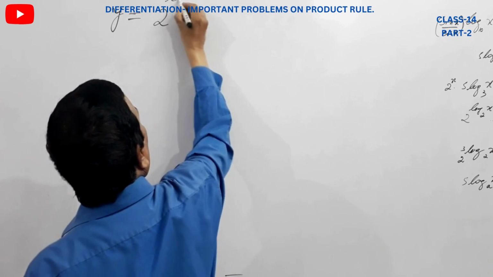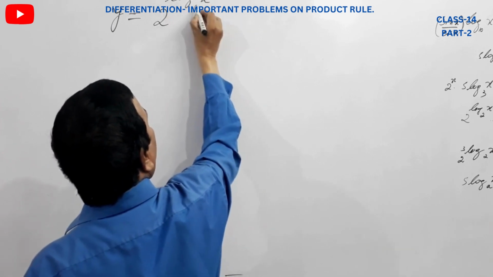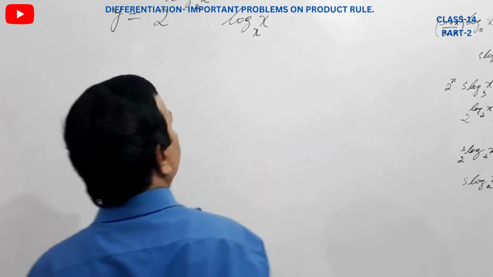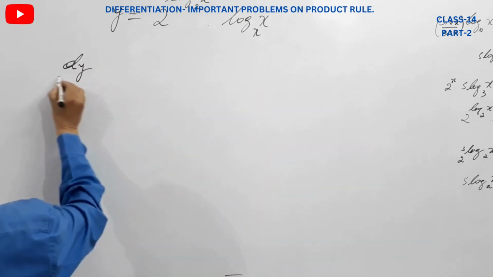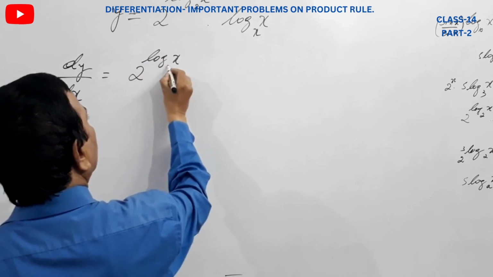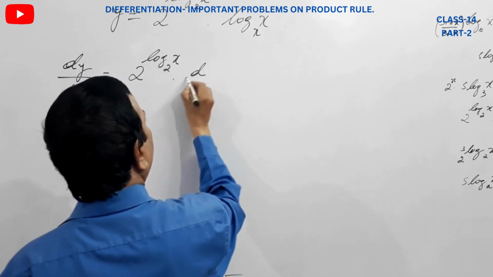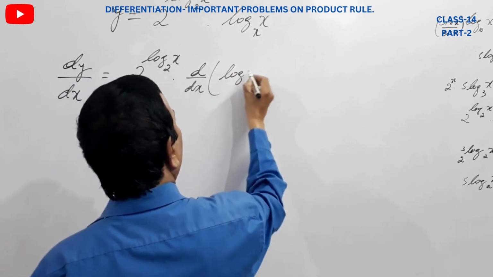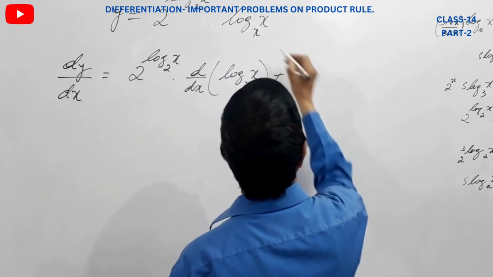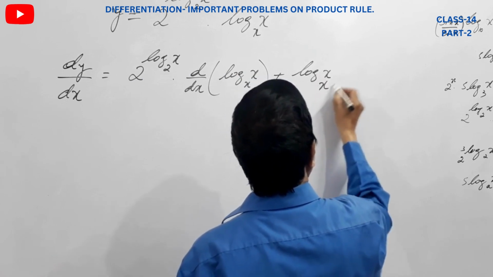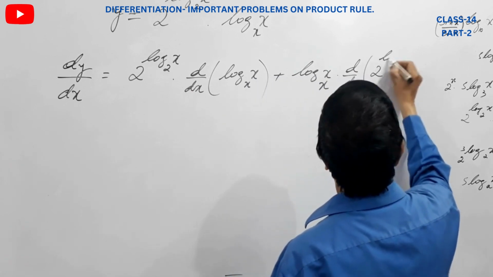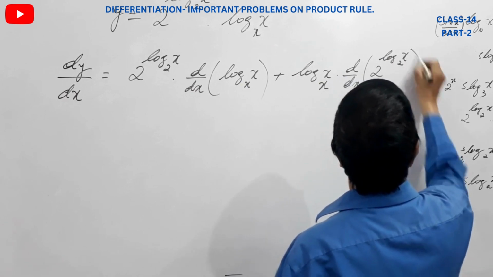y equals 2 to the power of log x to base 2 into log x to base x. dy by dx equals, I keep this 2 to the power of log x to base 2 as it is, differentiate d by dx of log x to base x, plus log x to base x, and d by dx of 2 to the power of log x to base 2.